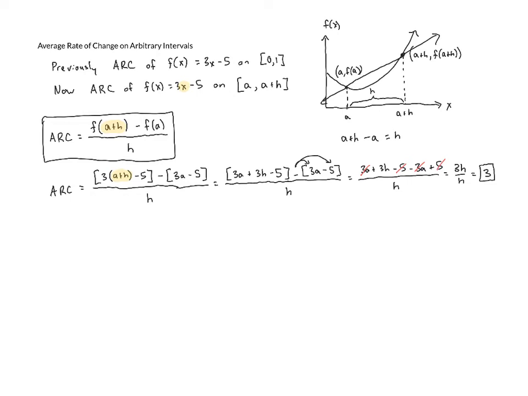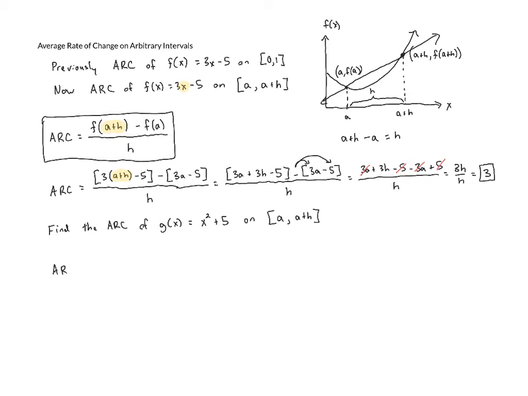Let's look at one more example. This one's going to be a little bit different. Our answer is not going to be a number. There's going to be some variables in it. And so I want to compare and contrast these two examples. So the next example, I want to find the average rate of change of the function g of x equals x squared plus 5 on the interval from a to a plus h. So same interval as the last one, but just a different function.